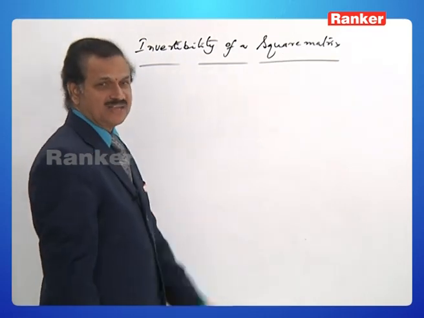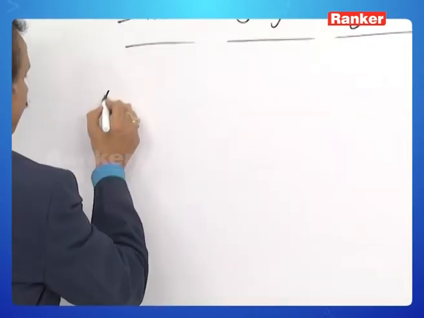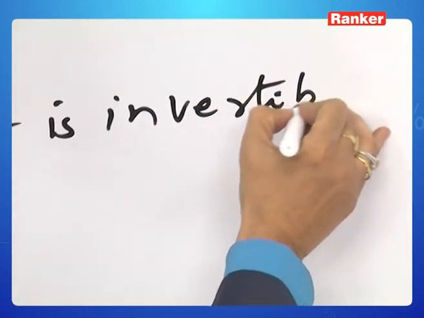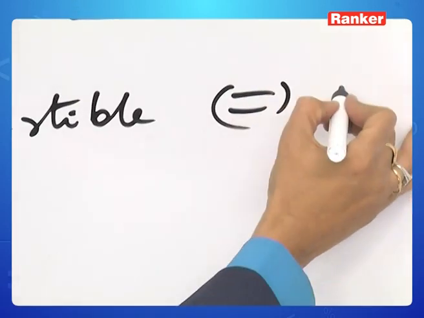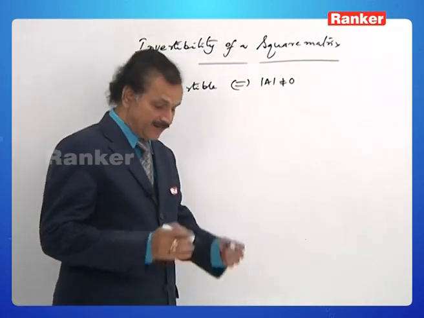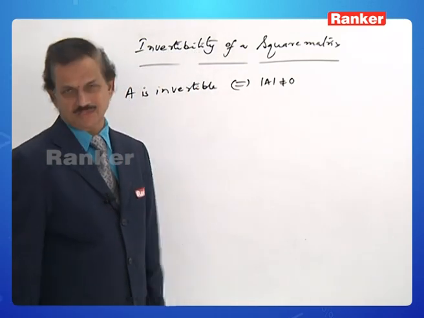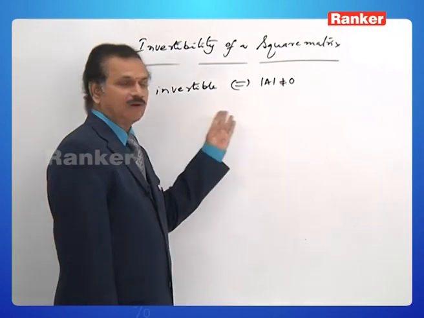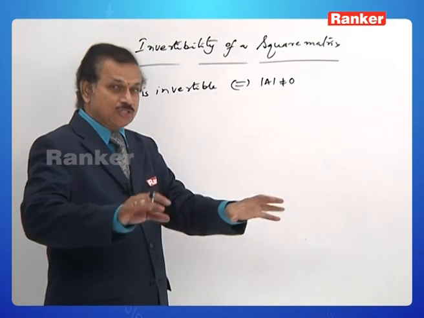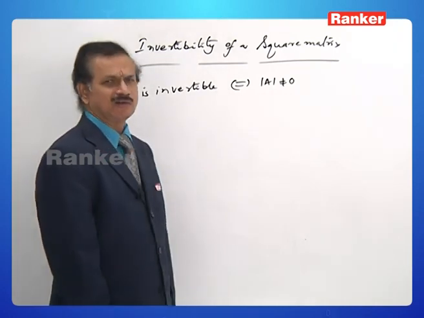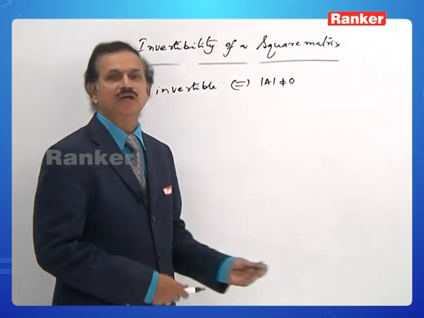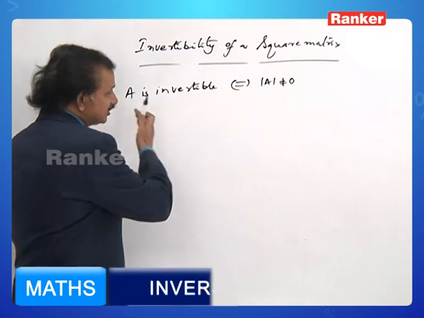Well, the next concept before us is: A is invertible if and only if det A is not equal to 0. That is, A is non-singular. If A is invertible, automatically det A is not equal to 0. If det A is not equal to 0, A is invertible. These are the two things that must be verified. These are a consequence of a logical statement, of course, very easy to verify. Let us first verify this part.